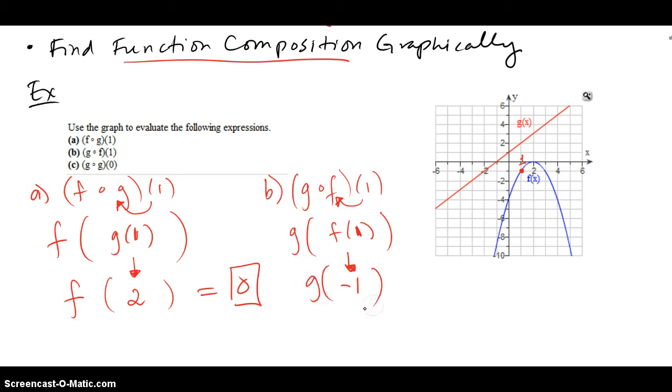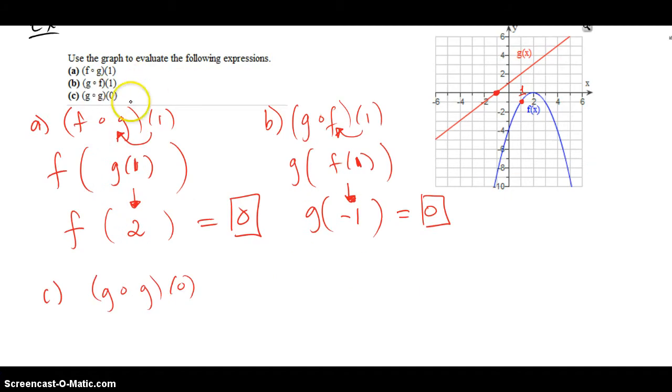Now g is going to come and grab that value. So now I have to go to the x-coordinate -1 for my g function, and it looks like my g function goes through that point right there. So it's the ordered pair -1, 0, which means the output or the y value for the g function is 0. So give it the x, get the output y, and then the other function comes and grabs that as the new x value. Let's go to the last part.